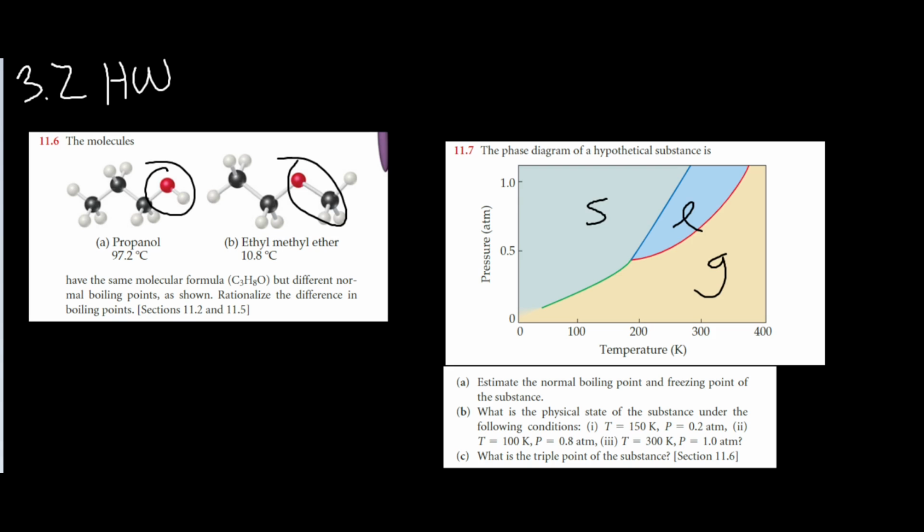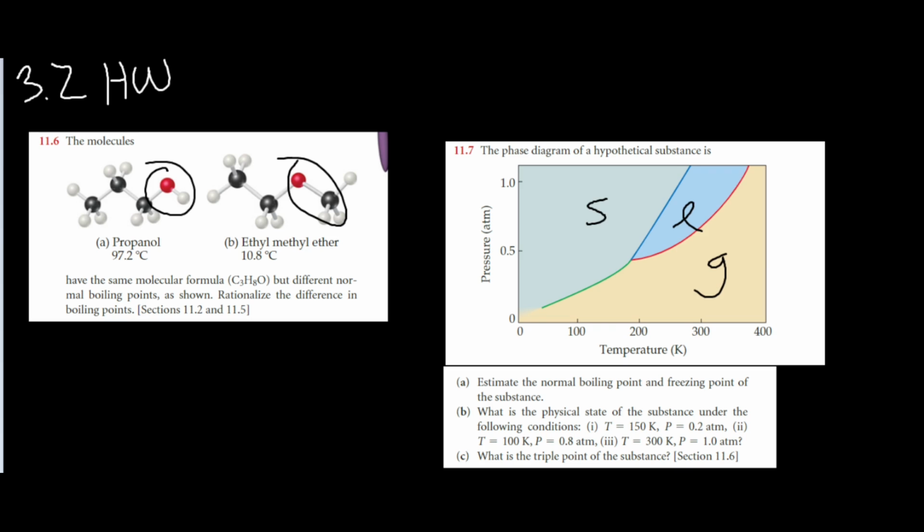So, 6, propanol and ethyl methyl ether have the same molecular formula but different normal boiling points. Please explain why and rationalize the difference. So, propanol benefits by having an OH, or hydrogen bonding, which greatly increases its intermolecular forces, while ethyl methyl ether doesn't. It just has a CO bond, which doesn't mean anything, it's just there. So, propanol will have a higher boiling point because it has much stronger intermolecular forces because it has that stronger hydrogen bonding.